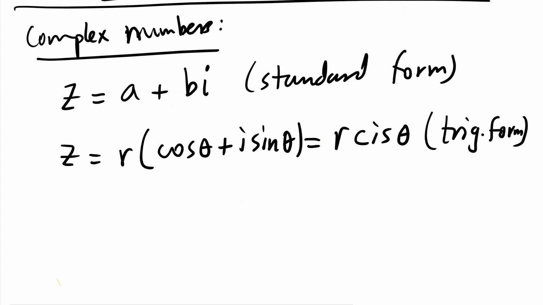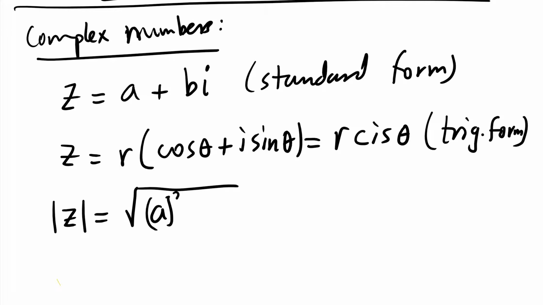So they can ask you to go from standard to trig or vice versa. Also good to recall that the absolute value of z is given by the square root of a squared plus b squared. No i at all, just a squared plus b squared.